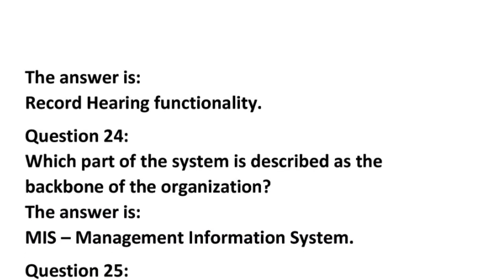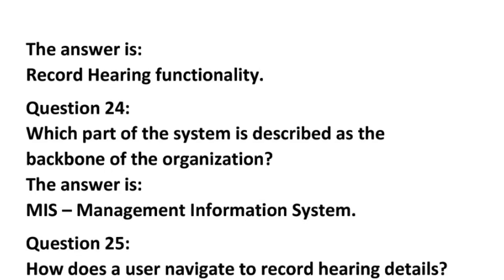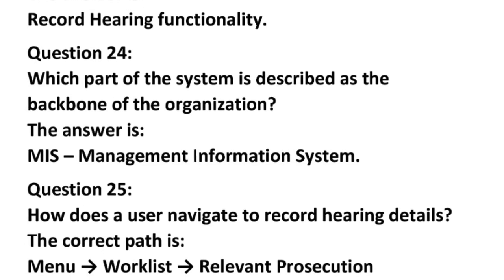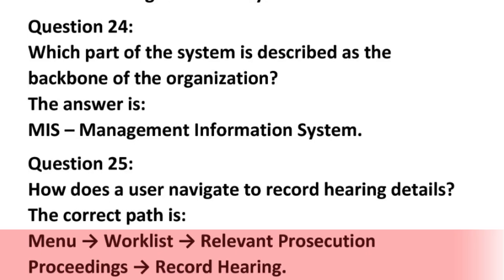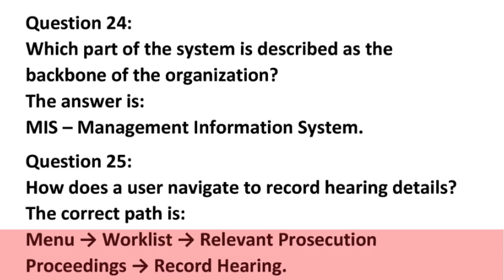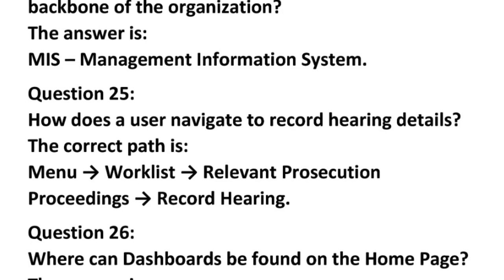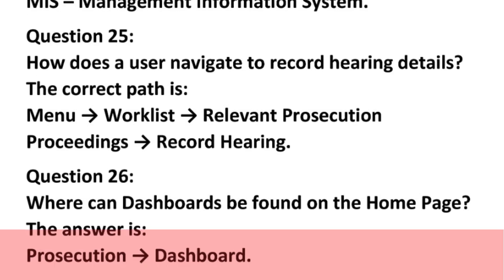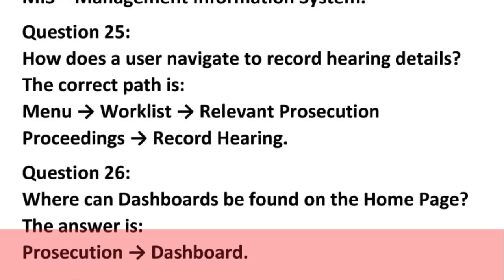Question 25. How does a user navigate to record hearing details? The correct path is menu arrow, work list, arrow, relevant prosecution proceedings, arrow record hearing. Question 26. Where can dashboards be found on the home page? The answer is prosecution to dashboard.